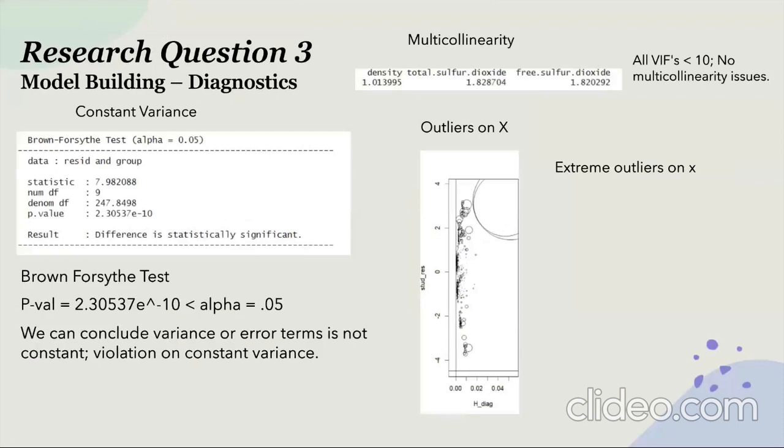Moving on to the constant variance and multicollinearity with our Brown-Forsythe test and our variance inflation factors. From the BF test, we can conclude with a p-value of 2.305 times 10 to the negative 10th power that the variance of the error terms is not constant, thus constant variance is violated due to it being less than the alpha value of 0.05.